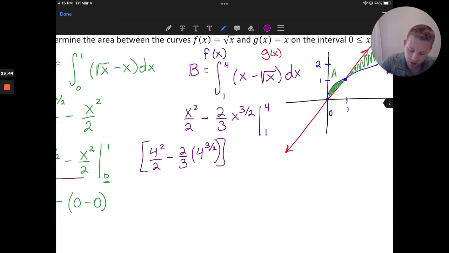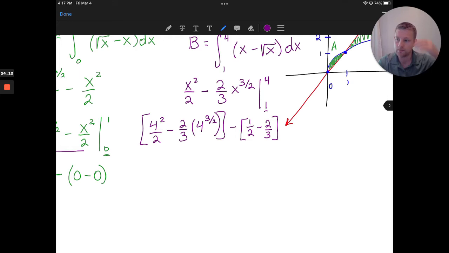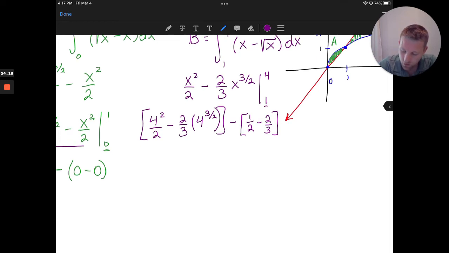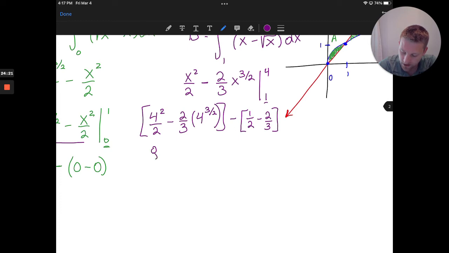And then we will subtract the evaluation at 1. So that would be our 1/2, 1 squared over 2. And then we'll have negative 2/3 times 1 to the 3/2, which is, again, just going to be 1. So we can multiply that by 1. Now, just working out this, I think we can quickly do this maybe just by hand real quick. We've got 4 squared over 2 would be giving us 8.